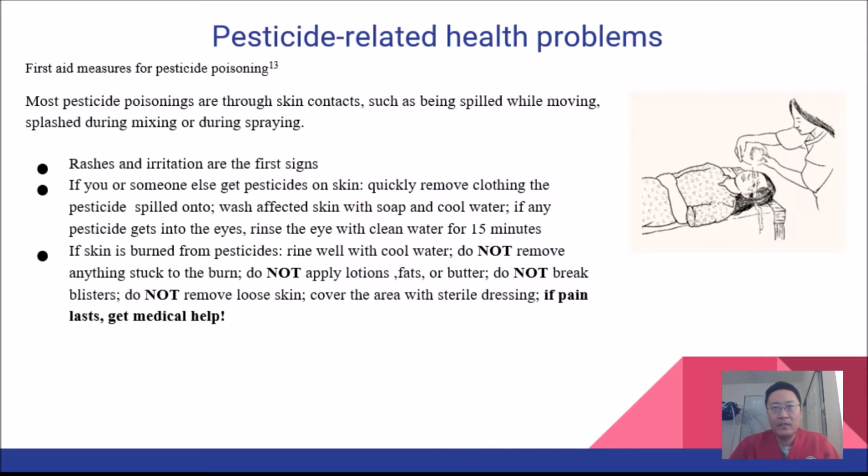If the skin is burned from pesticides, you should rinse well with cool water. You should not remove anything stuck to the burn. You should not apply lotion, fat, or butter to the area. You should not break blisters. You should not remove loose skin. All those are measures to prevent infection, because our skin is a protective barrier. And you should also cover the area with sterile dressing. If pain lasts, get medical help.